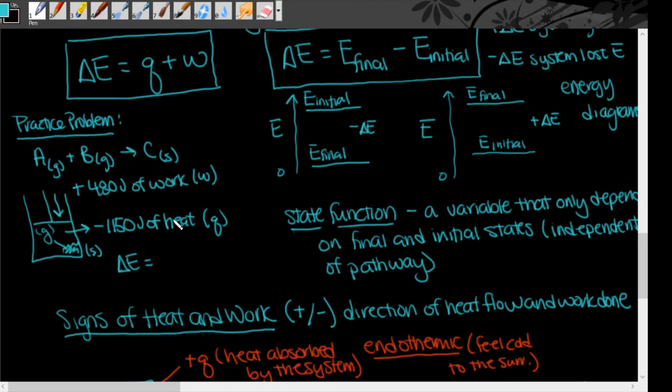Well, it's just a combination of heat and work, and you just have to make sure that your signs are correct. Okay, so our Q is negative 1,150 joules, plus our work, which is a positive 480 joules.